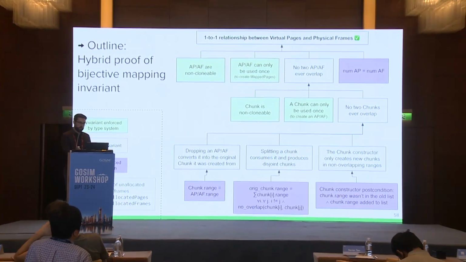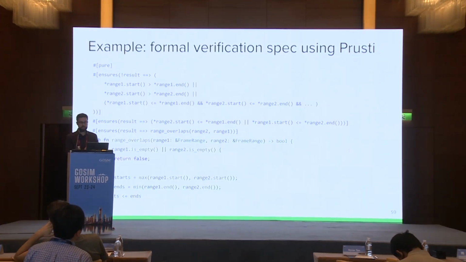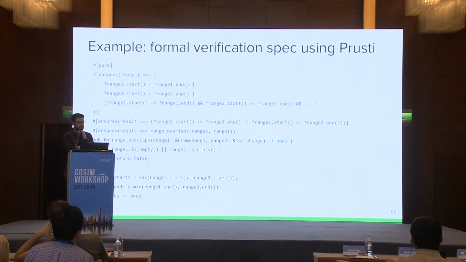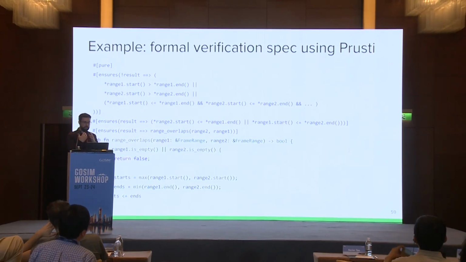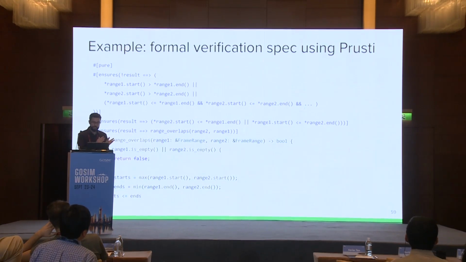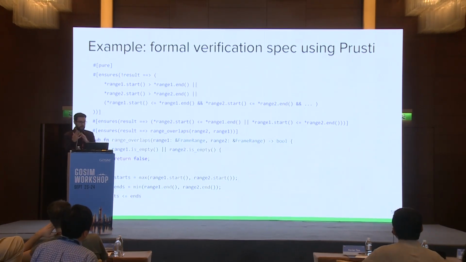If you're wondering what kind of formal verification tool we use and how this might look, currently we're using Prusti, not sure how to say it. It's basically an SMT solver that allows you to do the very typical pre and post conditions. So this is a simple function that we use in the frame allocator to see whether or not an existing range of frames that we're allocating overlaps with another one.